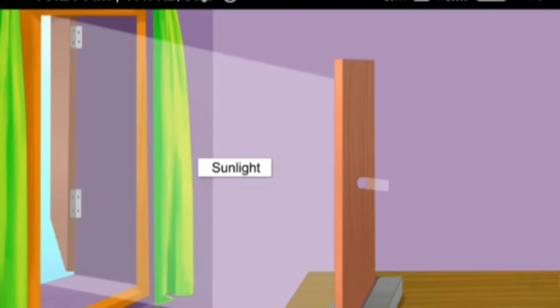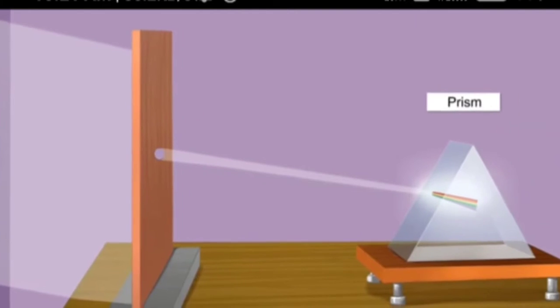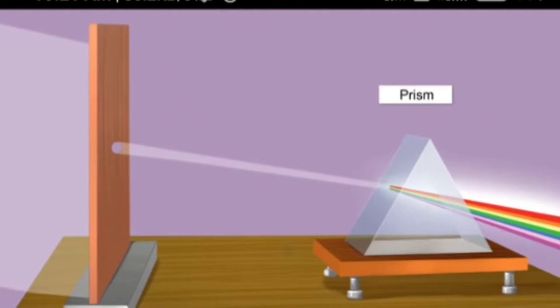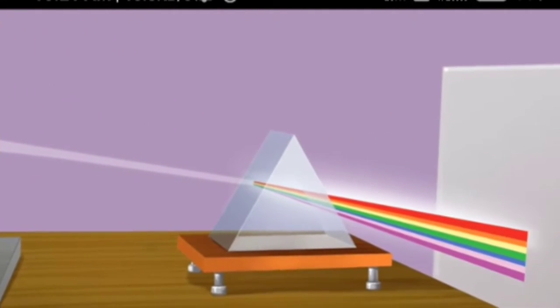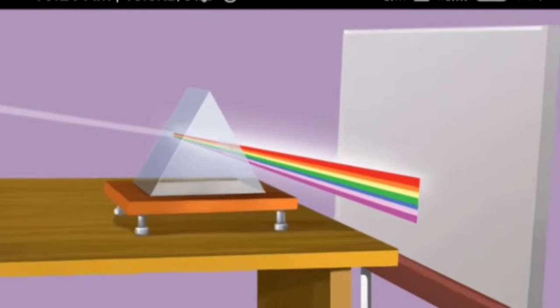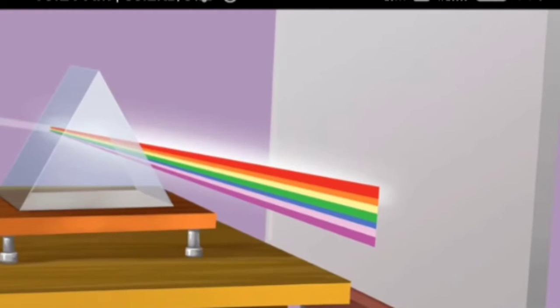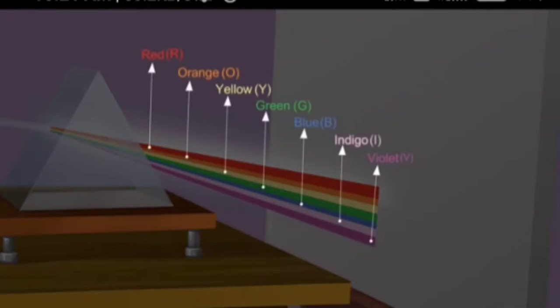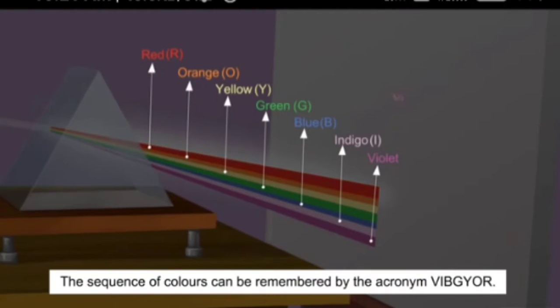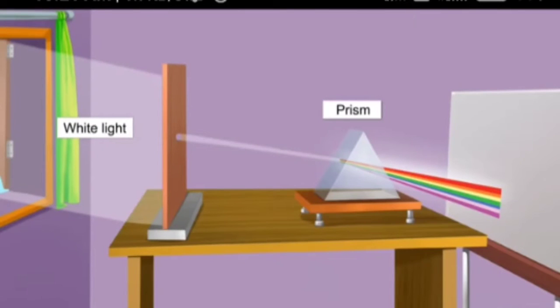As the sunlight passes through the prism, you will observe a beautiful band of colors appearing on the white sheet. If you look at these colors of the band from the bottom, they are in the order violet, indigo, blue, green, yellow, orange, and red. This sequence of colors can be remembered by the acronym VIBGYO. The light coming from the sunlight was white light.